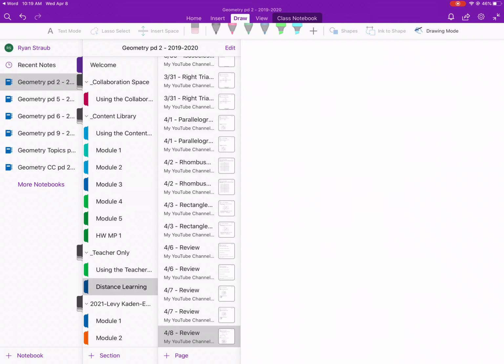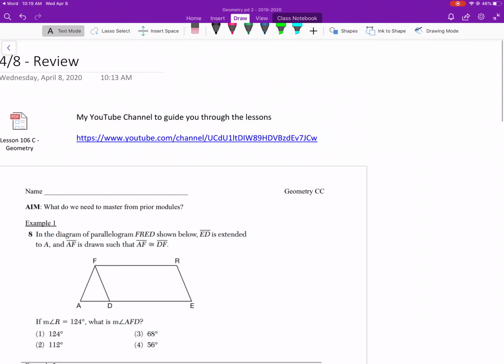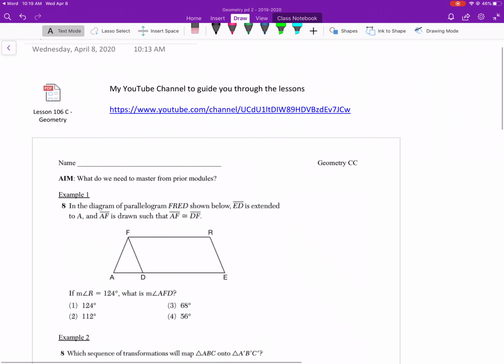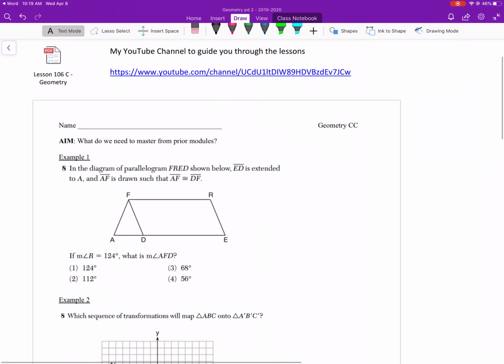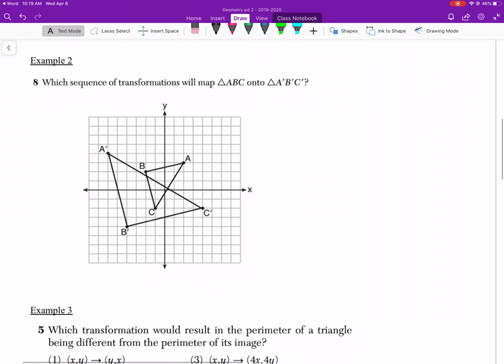So for today, we're going to jump around a little bit. It's all review. Look at the aim: what do we need to master from prior modules? You'll try example 1 on your own, and we're going to do example 2 together right now.